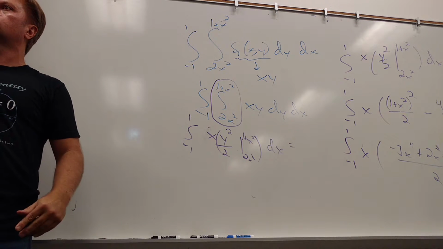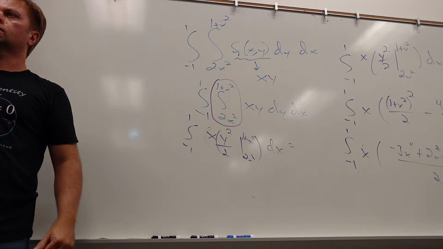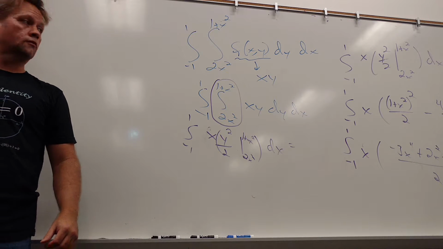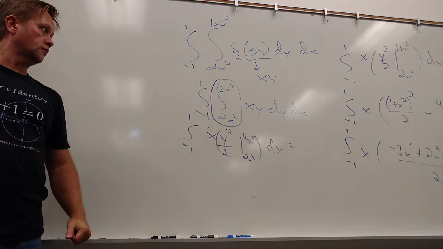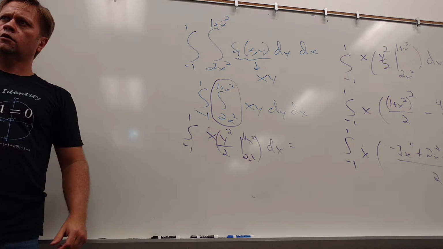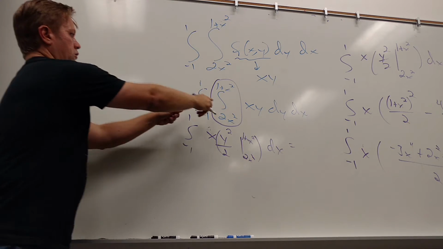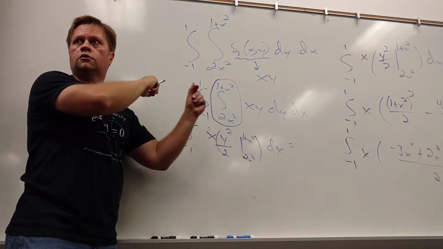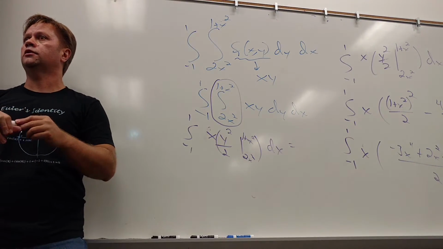Yes? Couldn't you just do the integral from -1 to 1 x y dx, and then the other integral from 2x squared to 1 plus x squared around that? No. Do you mean just turn these around? Yeah. No, because then I won't end up with a number at the end.